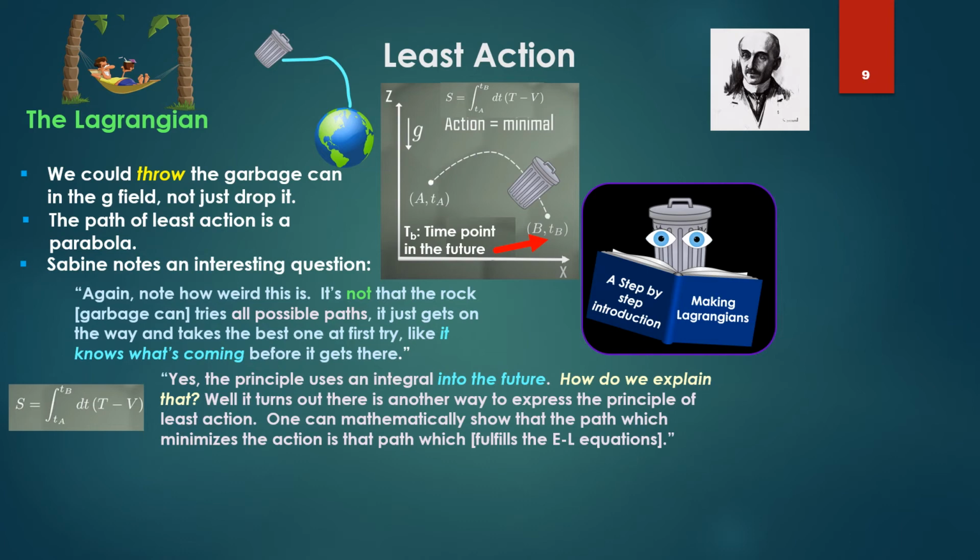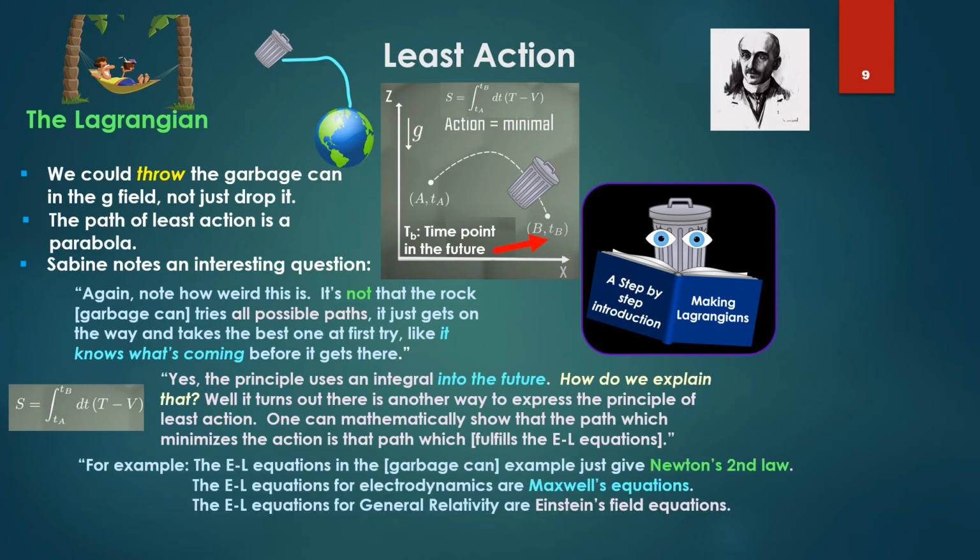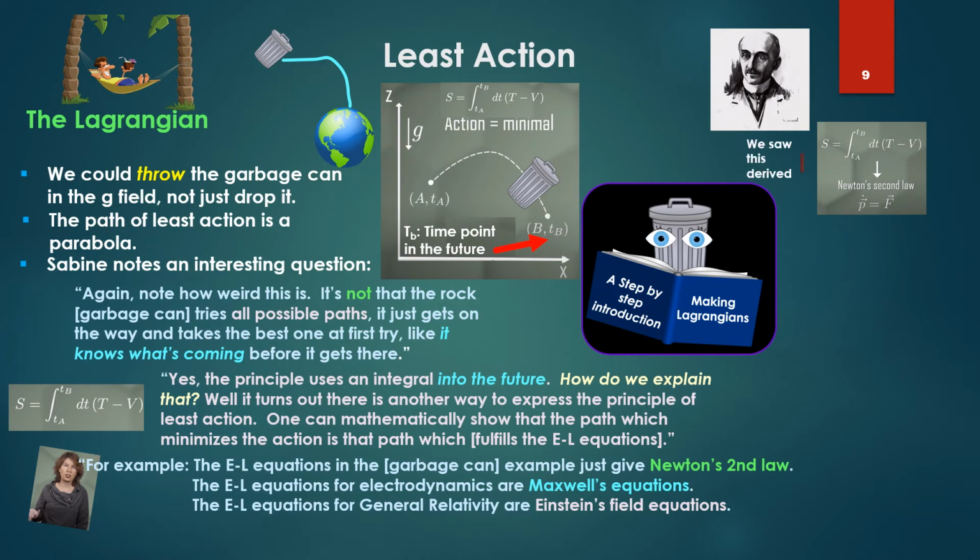Well, it turns out there's another way to express the principle of least action. One can mathematically show that the path which minimizes the action is that path which fulfills the Euler Lagrange equations. For example, the Euler Lagrange equations in the garbage can example, just falling, give Newton's second law. We just saw that derivation: throwing the problem into the Euler Lagrange produces the law of motion, Newton's law of motion for the falling object. And the Euler Lagrange equations for electrodynamics are Maxwell equations. And the Euler Lagrange equations for general relativity are Einstein's field equations.